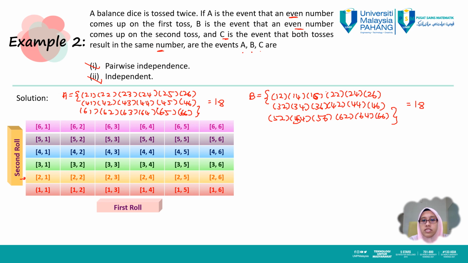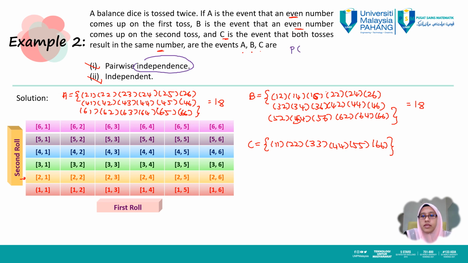And for event C, both tosses result in the same number. That means for C, we have (1,1), (2,2), (3,3), (4,4), (5,5), and also (6,6). Okay, so we know independence. Independence means P(A intersect B) is equal to P(A) multiplied with P(B).